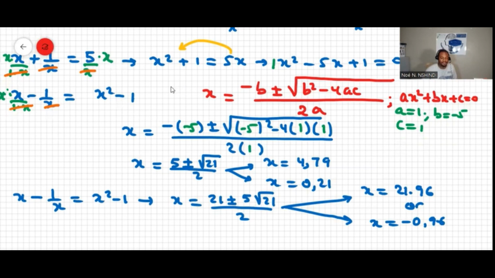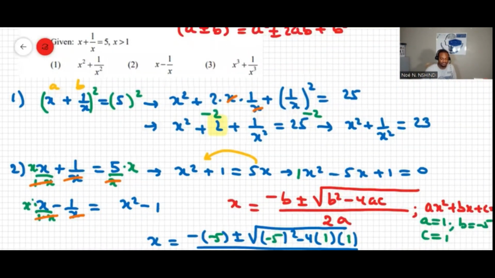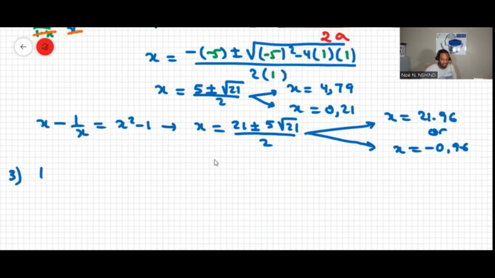Okay. And then question 3 says x cubed plus 1 over x cubed. So in question 3, we need to find the value of x cubed plus 1 over x cubed. Now we do know that x plus 1 over x equals 5. If we raise both sides to the power of 3, there's a formula for this.